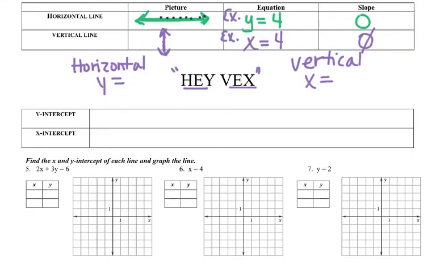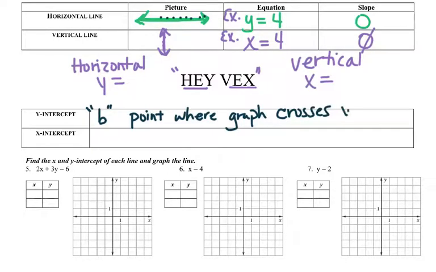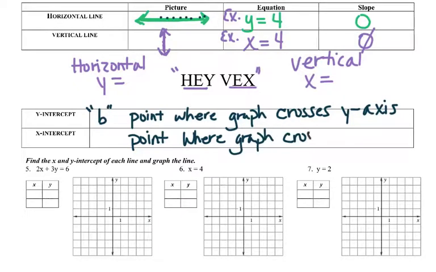Okay, now we can get into intercepts. The y-intercept, I guess we did first. Now, y-intercept is a little bit more famous, so it gets its own letter. The y-intercept is the b in y equals mx plus b. And this is the point, the ordered pair, where the graph does what? Crosses the y-axis. The y-intercept is where the graph crosses the y-axis. The x-intercept doesn't get its own letter, but it's still where the graph crosses the x-axis.